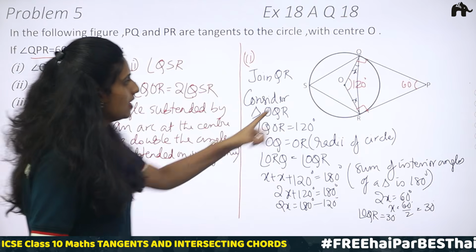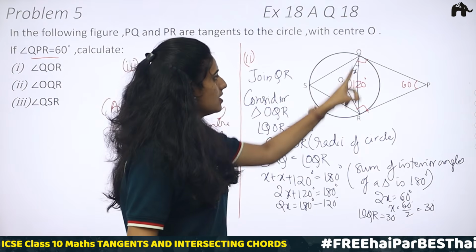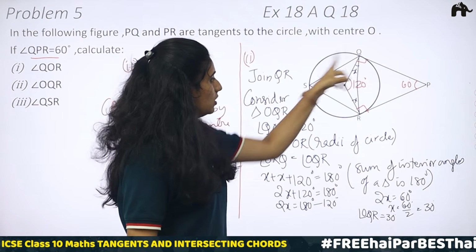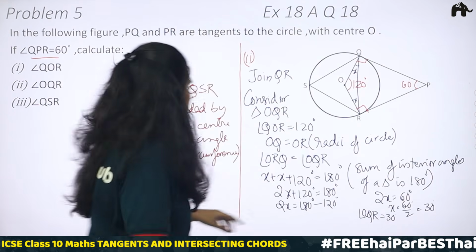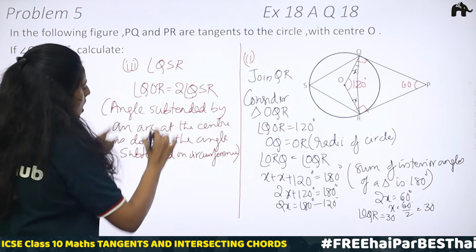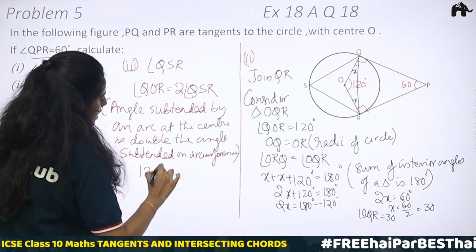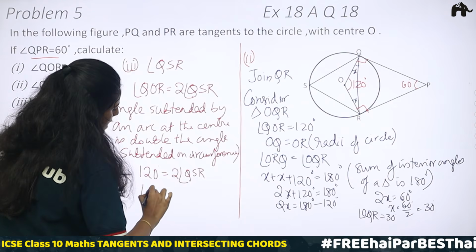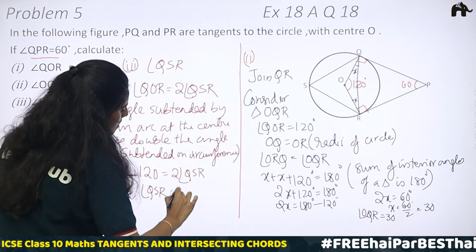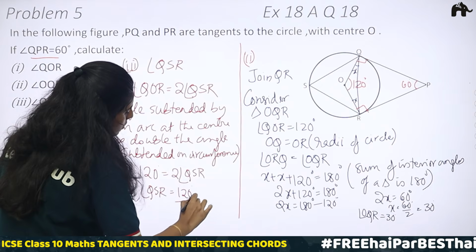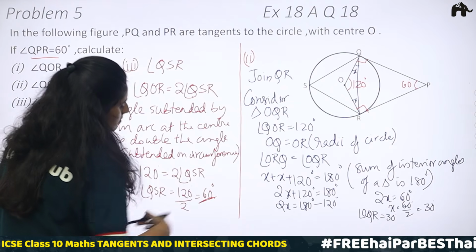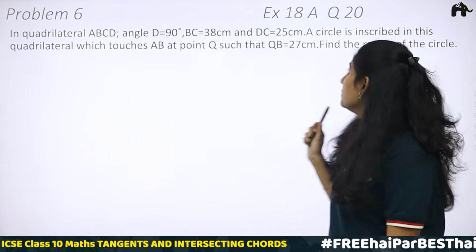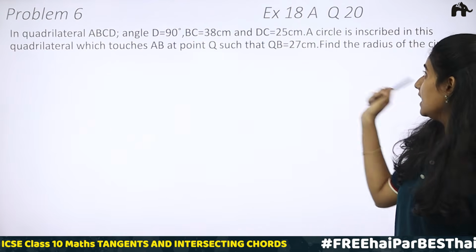Here the arc QR is subtending angle QOR at the center and angle QSR on the circumference of the circle. Now put the value. QOR is equal to 120 degrees, that is 2 times QSR, which means angle QSR is equal to 120 degrees divided by 2, and that is equal to 60 degrees. Angle QSR is equal to 60 degrees. Clear?